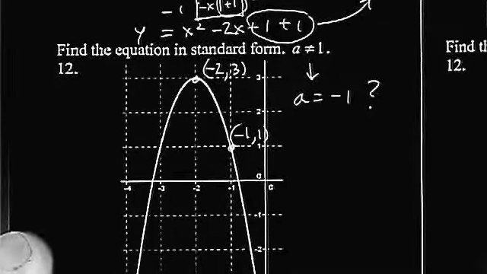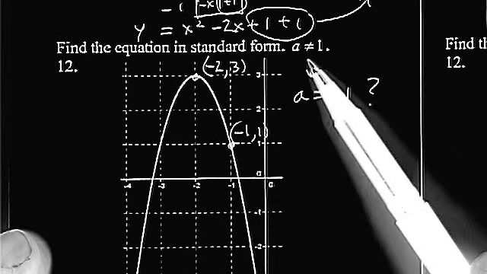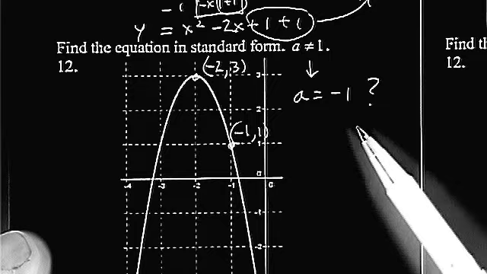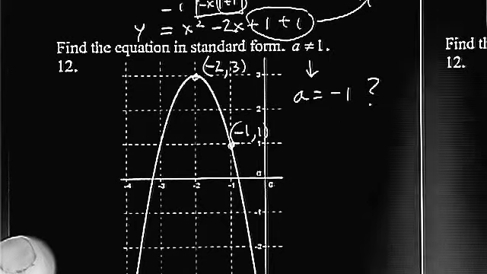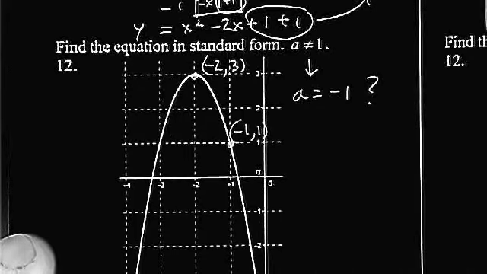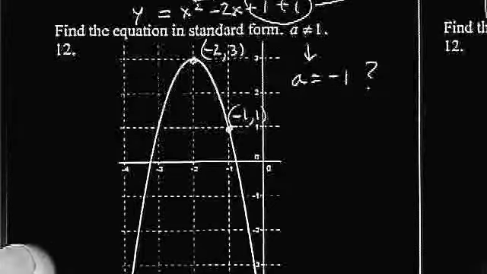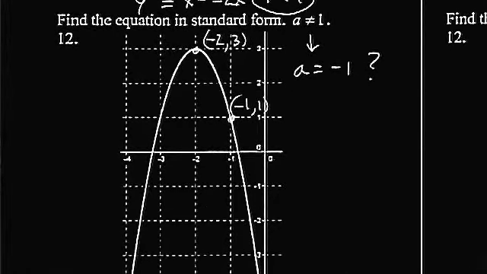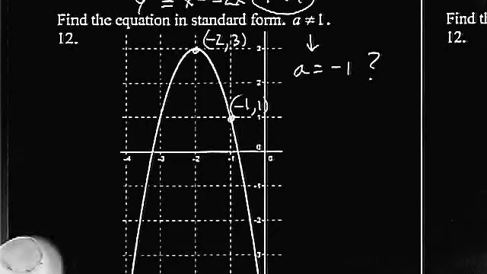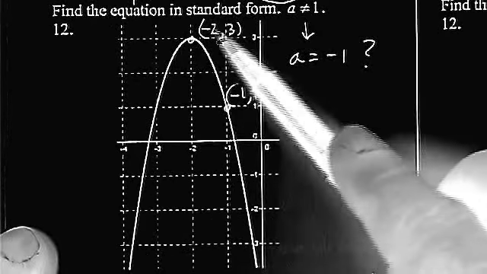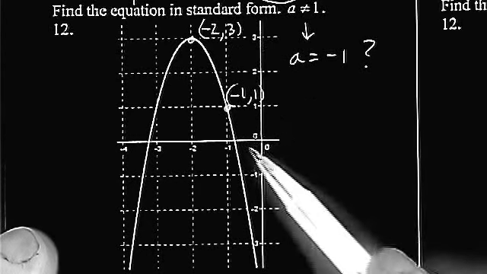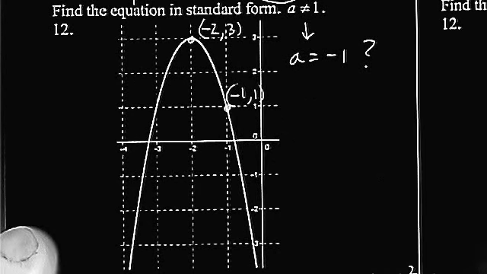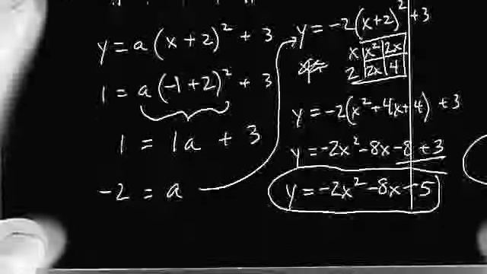In question 12, it says a does not equal 1, so my first thought was, well, does a equal -1? It ends up not being -1, so that's not true, but that was my first thought. I could clearly see from the picture that it is negative. It's not opening up, it's opening down. It's got a -2, 3 for a vertex, and it looks like -1, 1 for a coordinate that's on the parabola. So I went through the process.